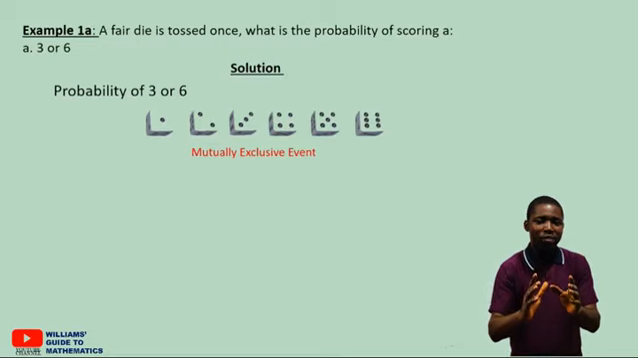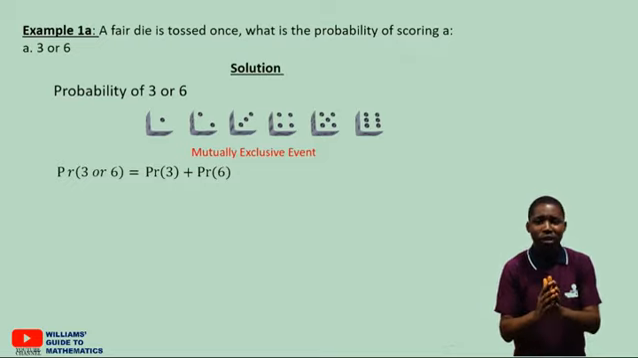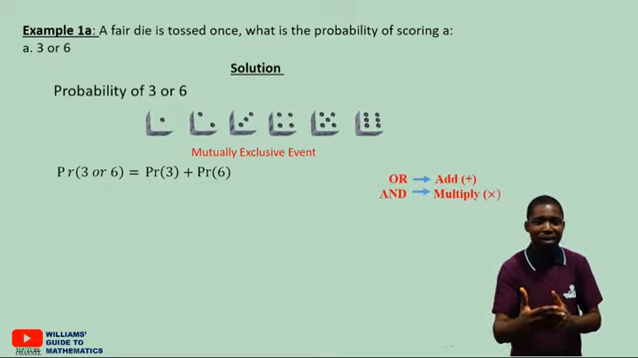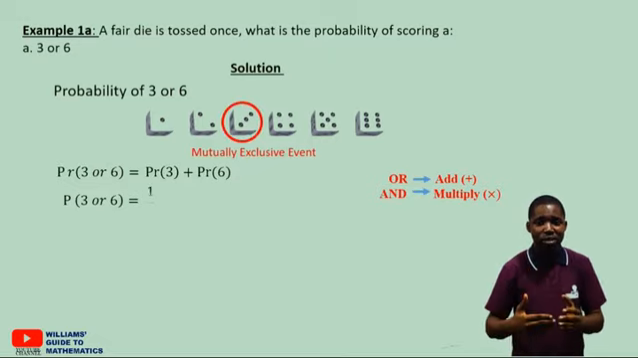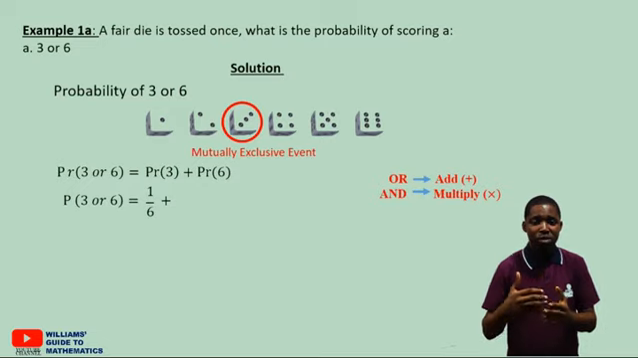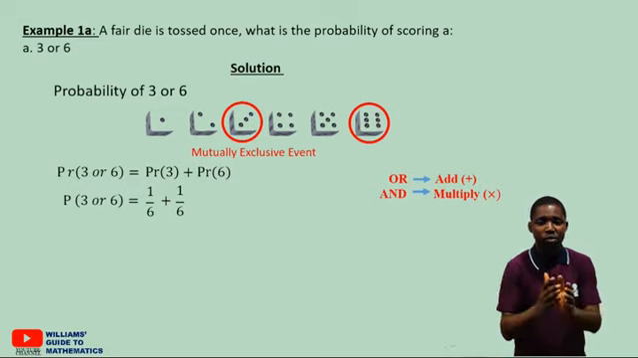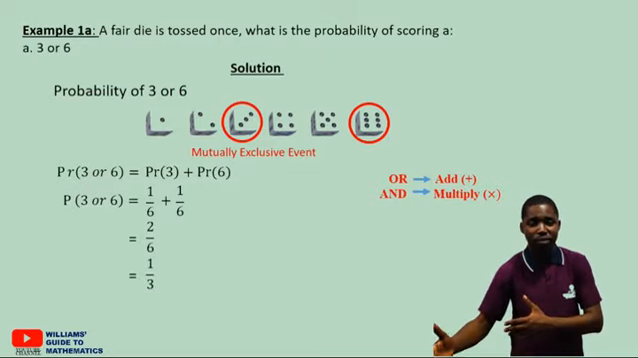Now, probability of getting 3 or probability of getting 6, that can be expressed as probability of 3 plus probability of 6. By the way, anytime we have or in probability, we add. So probability of 3, from what we learned in our second lesson, we have just 1 3 in a die. That is 1 over 6. The same thing for probability of 6. We have also 1 6 in a die. So that is 1 over 6. So we have 1 over 6 plus 1 over 6, which is 2 over 6. And that can be reduced to 1 over 3.